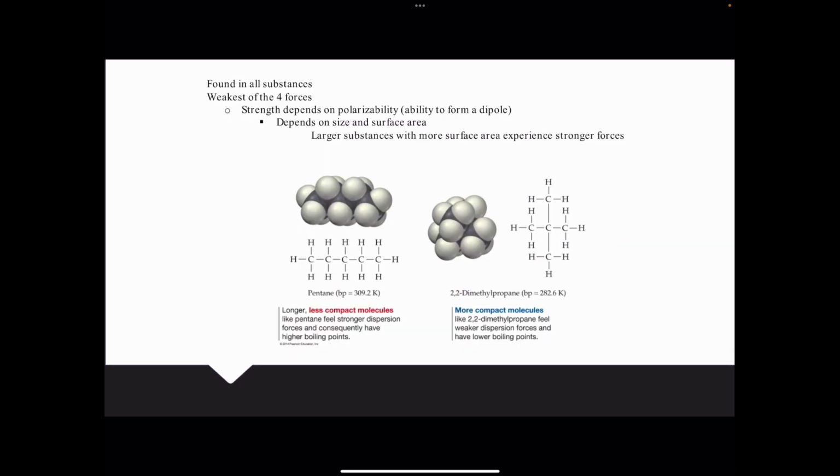So our dispersion forces are found in all substances. They are the weakest of our four forces. Their strength depends on polarizability. That's a fancy word for saying the ability to form a dipole. How well we can form that dipole depends on size and surface area. Larger substances with more surface area experience stronger forces.